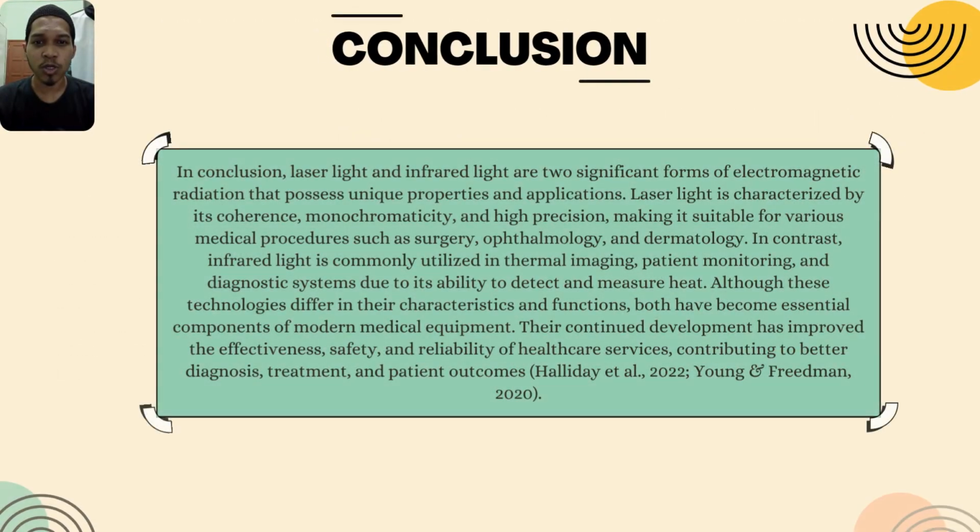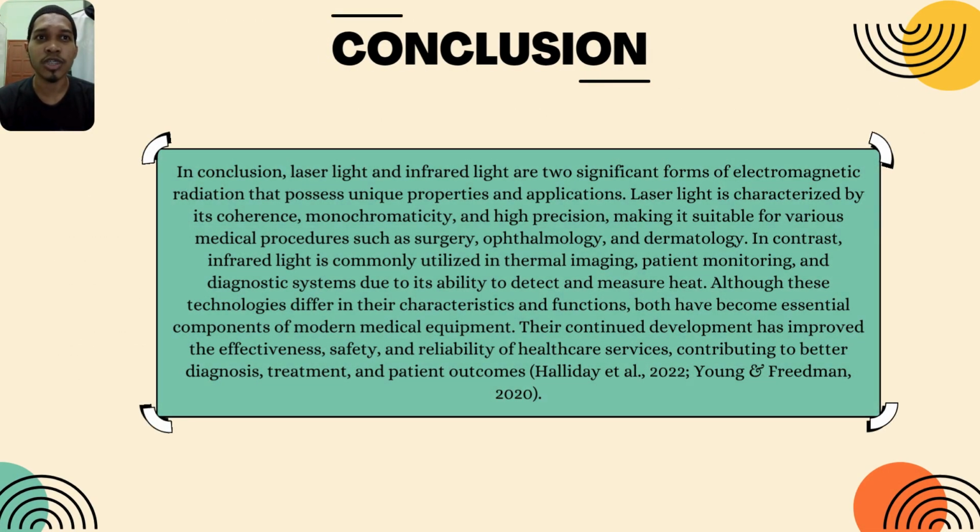And lastly, to conclude our whole presentation, in conclusion, laser light and infrared light are two significant forms of electromagnetic radiation that possess unique properties and applications. Laser light is characterized by its coherence, monochromaticity, and high precision, making it suitable for various medical procedures such as surgery, ophthalmology, and dermatology. In contrast, infrared light is commonly utilized in thermal imaging, patient monitoring, and diagnostic systems due to its ability to detect and measure heat.